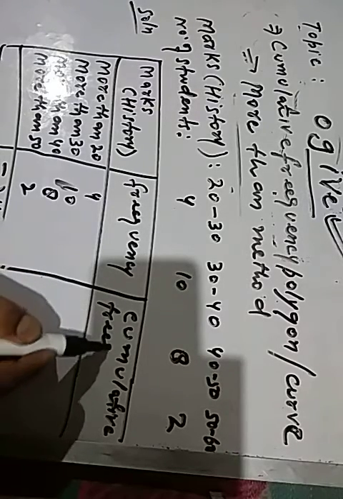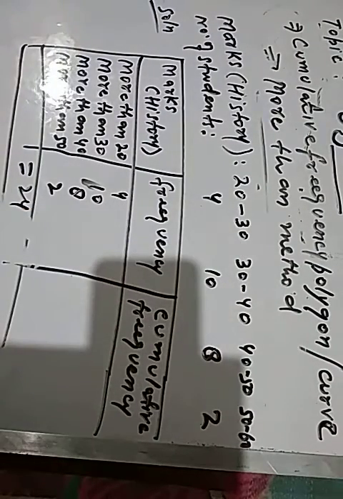And now we have to obtain cumulative frequency, because Ogive is based on cumulative frequency. But the cumulative frequency obtained in case of more than method is different from the cumulative frequency obtained in case of less than method. There we apply the addition method, here we apply the subtraction method.